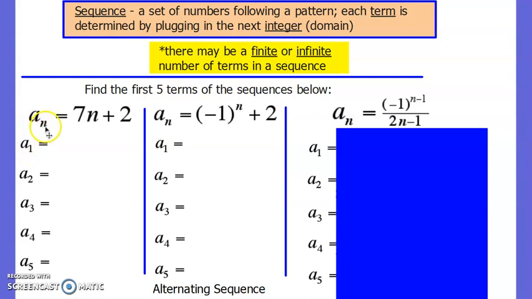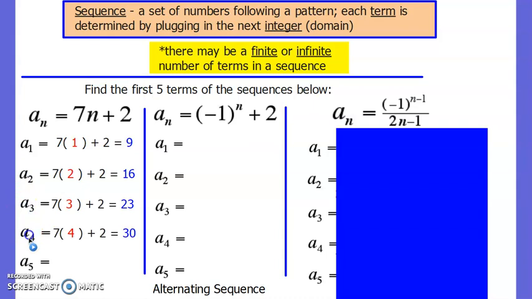So I'm going to plug that 1 in for n here. To find a sub 1, plug 1 in for n, and I end up with 9. But if I wanted to find a sub 5, I would just take 5 and plug it in for n. So if I want to find the first 5 terms, I'm going to plug in 1, 2, 3, 4, and 5. But again, you'll notice a sub 1 means n was 1. The value of a sub 1 is 9. It's sort of like when we used to plug in x and find y. Now we're plugging in n to find a sub n. A sub n represents the output.